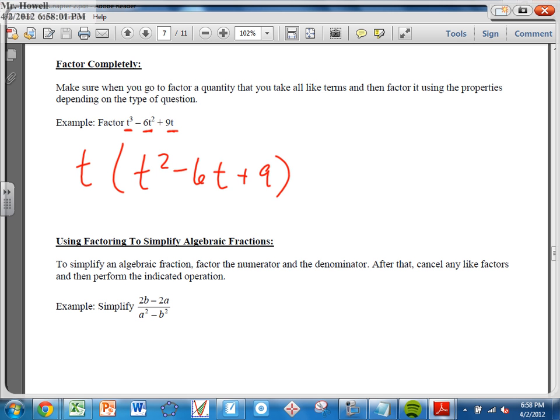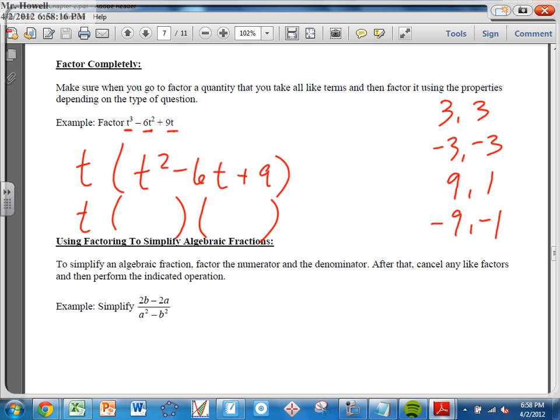Okay, so please start by taking out the t. Once you take out the t, then we need to factor what remains. Well, what are the factors of 9? The factors of 9 are 3 and 3, negative 3 and negative 3, 9 and 1, negative 9 and negative 1. Well, which of the following here multiply to give you 9 and add up to negative 6? And you'll notice that these are the only ones that add up to negative 6.